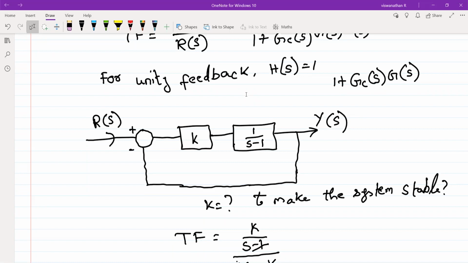Then we have not added the disturbance to this yet. We'll add that later. And zeros don't affect the stability. The poles determine whether the system is stable, unstable or marginally stable. So these are some points you need to understand.